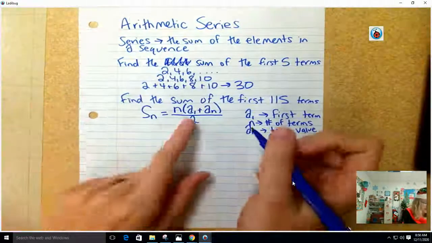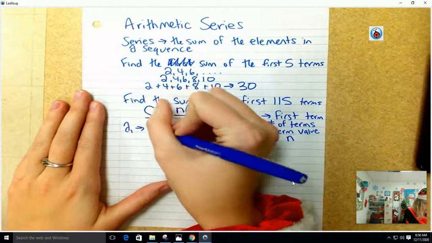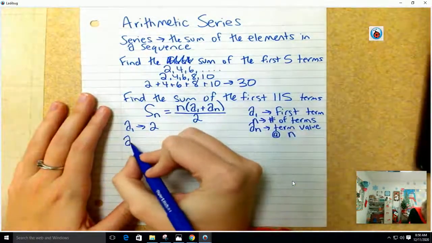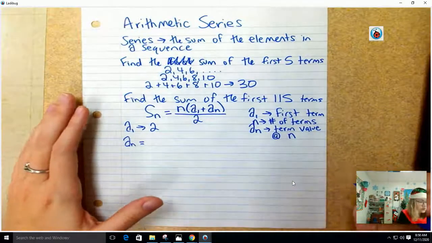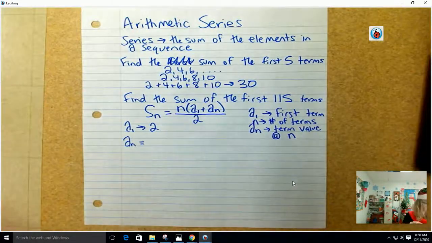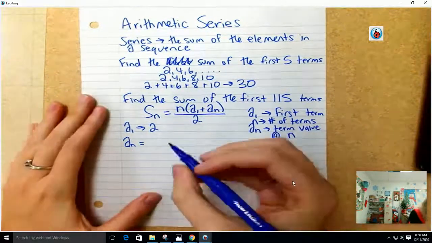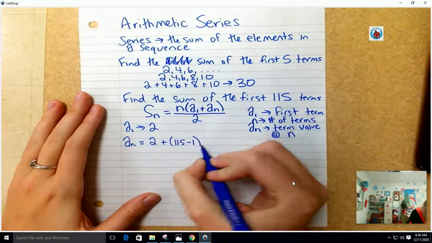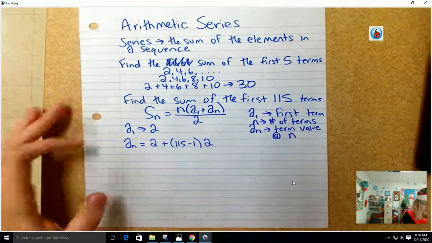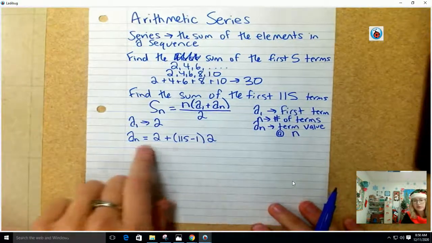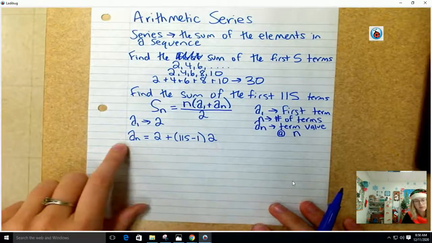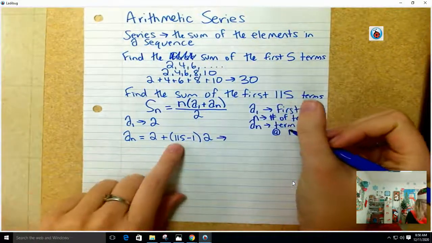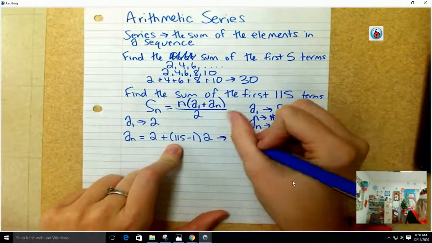So we'll just do it piece by piece. Our a1, looking at our sequence, is going to be 2. In order to find our an, we're going to have to use that explicit formula that we used last time in our sequences. So a sub n is going to equal our first term plus 115 minus 1 times our common difference of 2. So this is the formula we used last week. So if this doesn't look familiar, turn back into your notes. You're going to put all that in your calculator, and it's going to tell you that the 115th term of the sequence is 230.